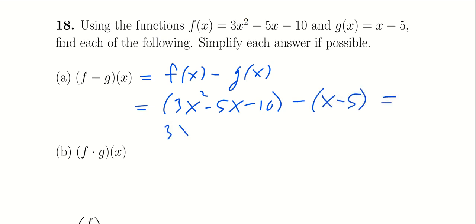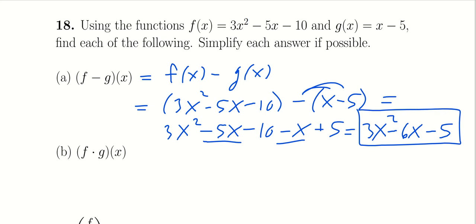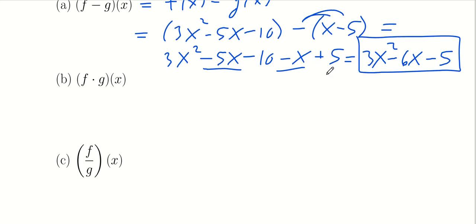This is equal to, if we simplify it, 3x squared minus 5x minus 10 minus x, and then plus 5. And then if we combine some like terms here, we have a 3x squared, negative 5x and negative x make negative 6x, and a negative 10 and a positive 5 would make negative 5. So when we put it together, f minus g is the function 3x squared minus 6x minus 5.